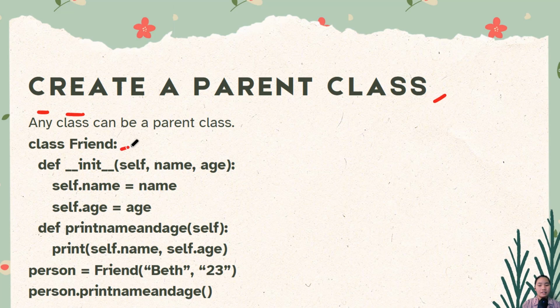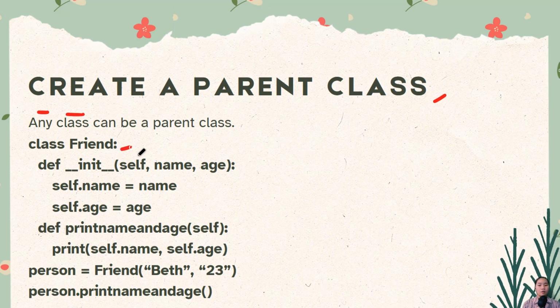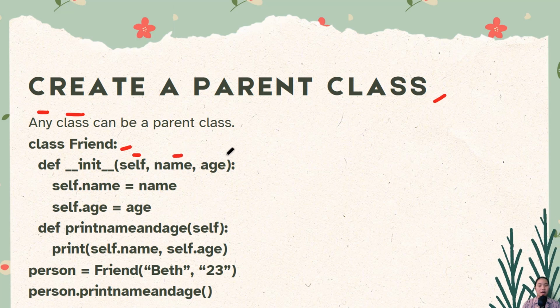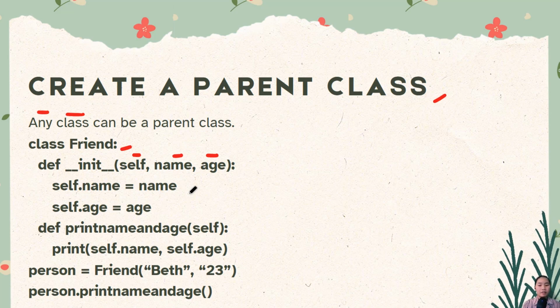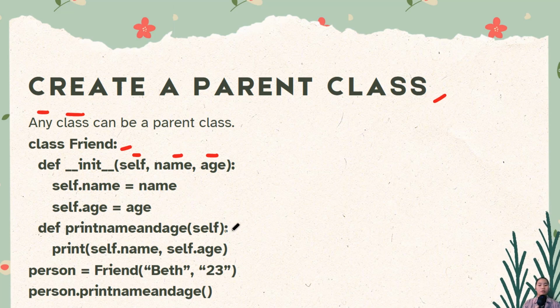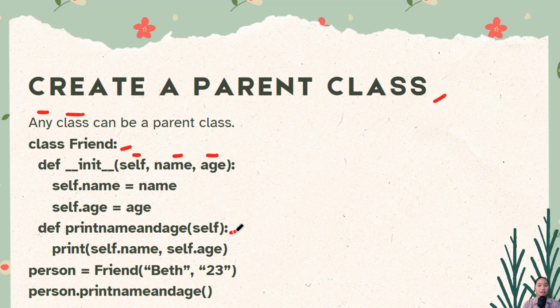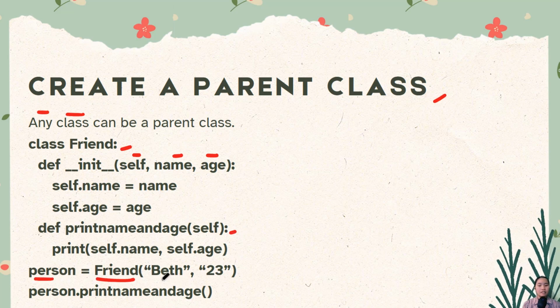Here I have a class named friend with the classic init function with the parameters self, name, and age. Obviously, self.name is name and self.age is age. Now I have an additional function, print name and age, using the self parameter. It prints the name and the age that you pass into the class. Then I have a variable using the class friend, and I'm passing in Beth and 23.